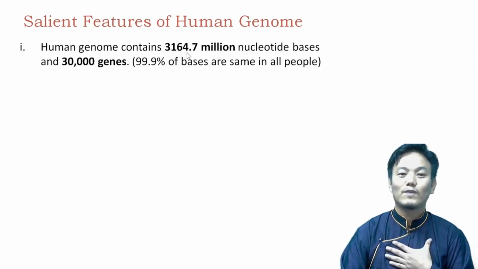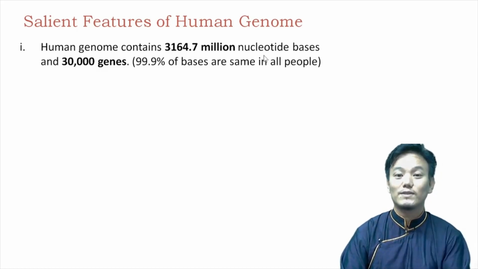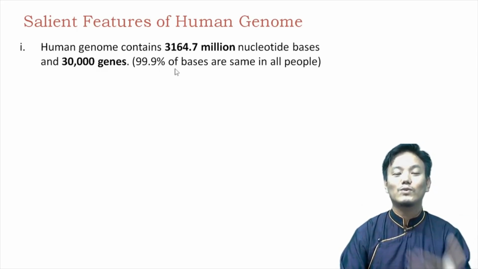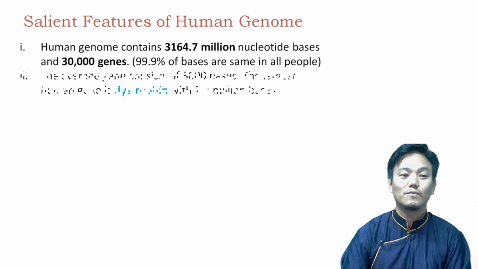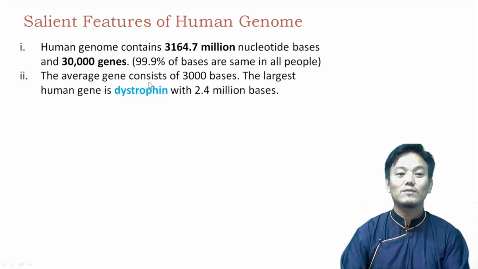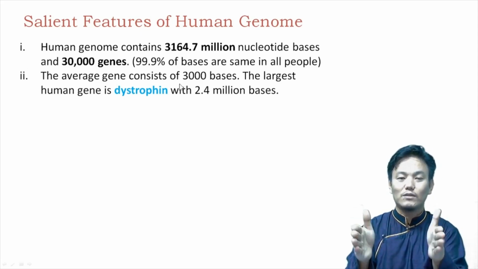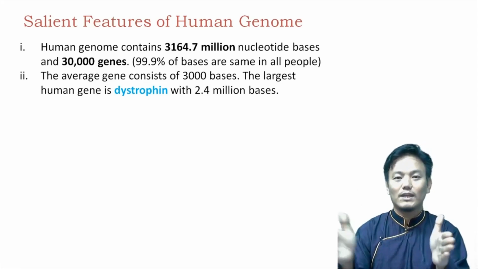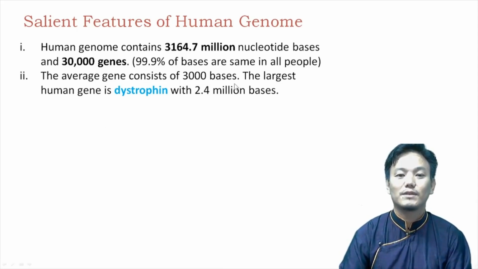I have 3,164.7 million nucleotide bases in my genome, and you also have the same, and 99.9% of the sequence is the same between you and me, right? That is the first salient feature of the human genome. The second salient feature is the average human gene. The average human gene contains about 3,000 bases. I'm sorry, it is 3,000 bases in one gene.